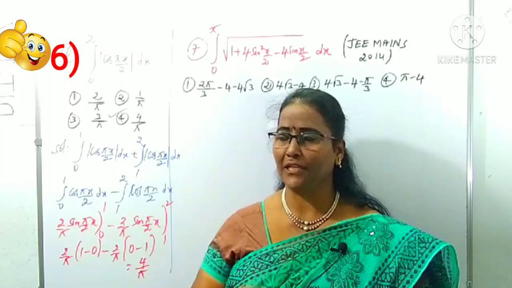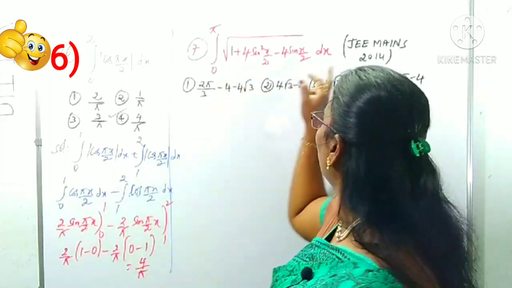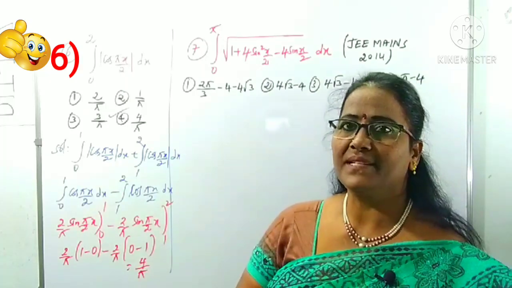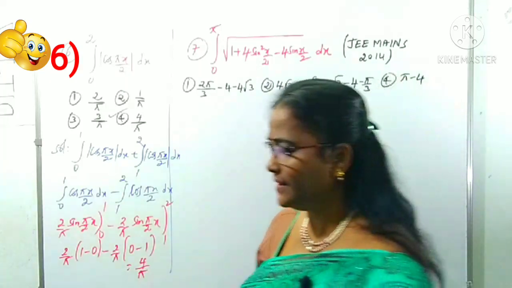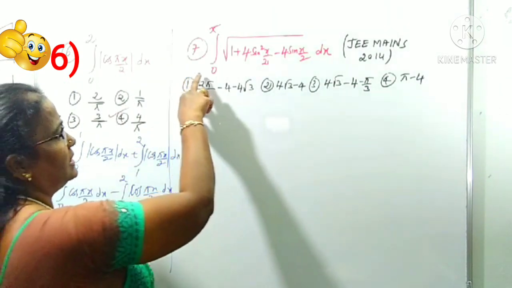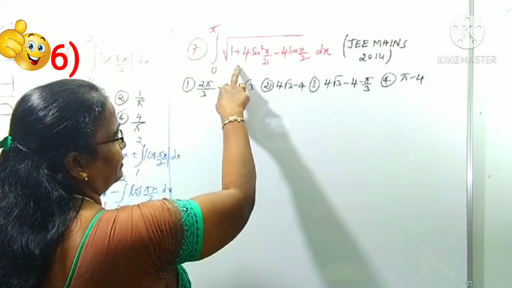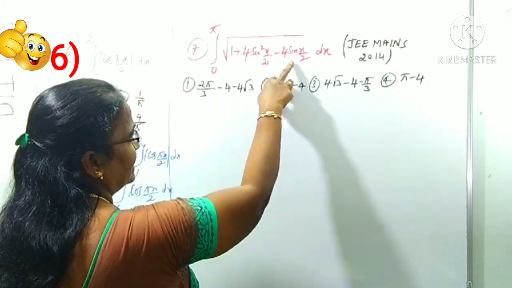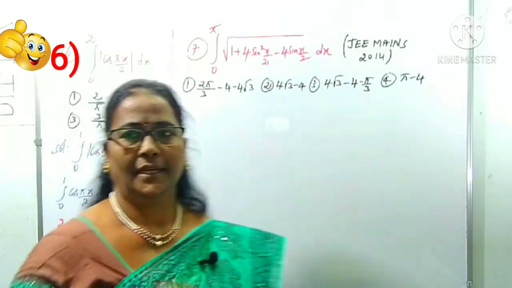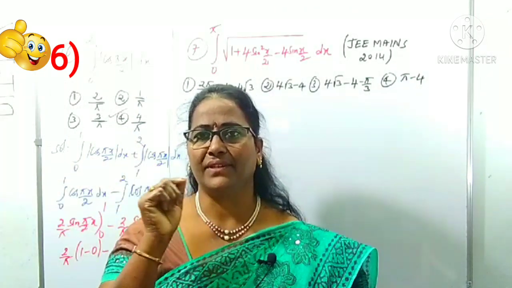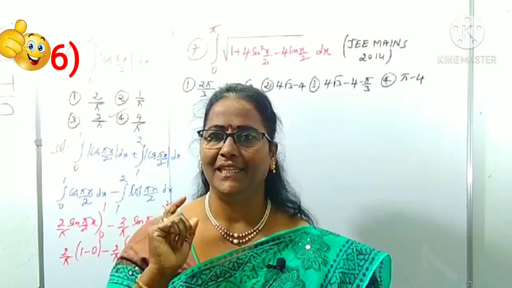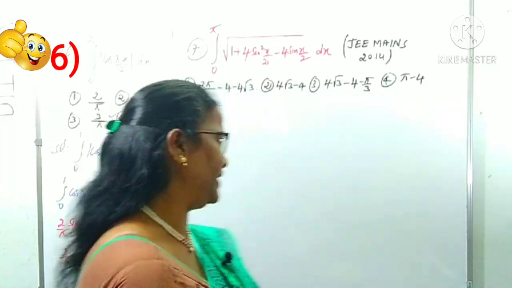Clear? Now I can come to the next question, which is given in JEE Mains 2014. What will this question concentrate on? To find out, what is the given integral? The integral of under root 1 plus sin square x by 2 minus 4 sin x by 2, 0 to pi. It is given that we have to calculate the integral of under root 1 plus sin square x by 2 minus 4 sin x by 2, 0 to pi, which is given in JEE Mains 2014.